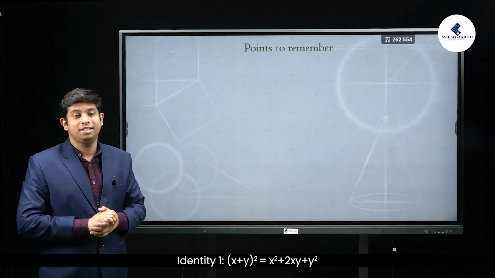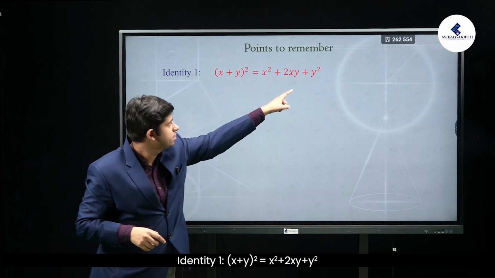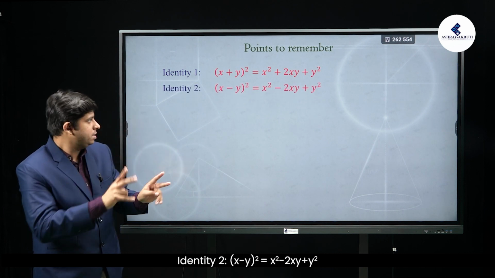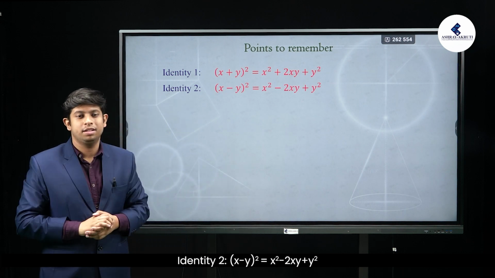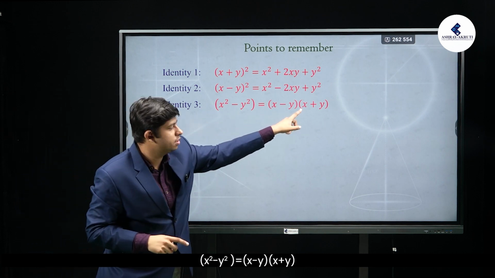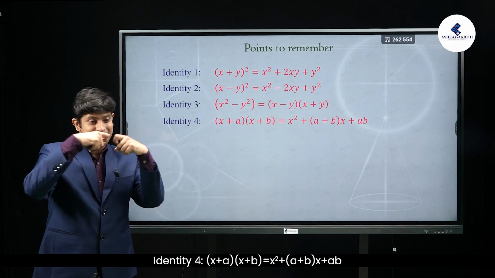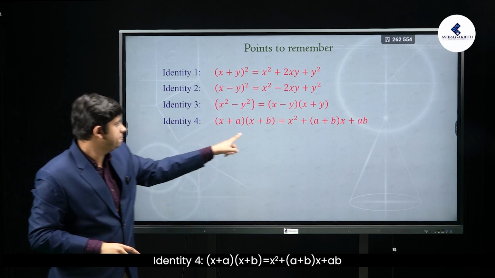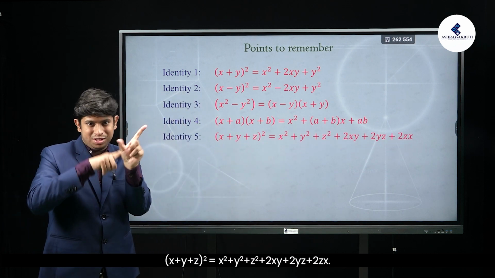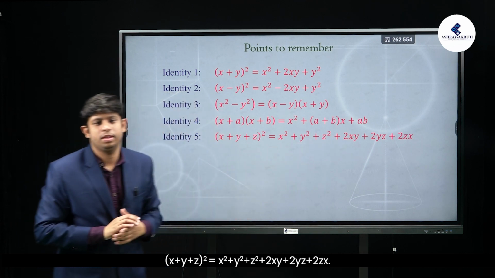Points to remember. Identity 1: (x + y)² is equal to x² + 2xy + y². Identity 2: (x − y)² is equal to x² − 2xy + y². Identity 3: x² − y² is equal to (x − y)(x + y). Identity 4: (x + a)(x + b) is equal to x² + (a + b)x + ab. Identity 5: (x + y + z)² is equal to x² + y² + z² + 2xy + 2yz + 2zx.